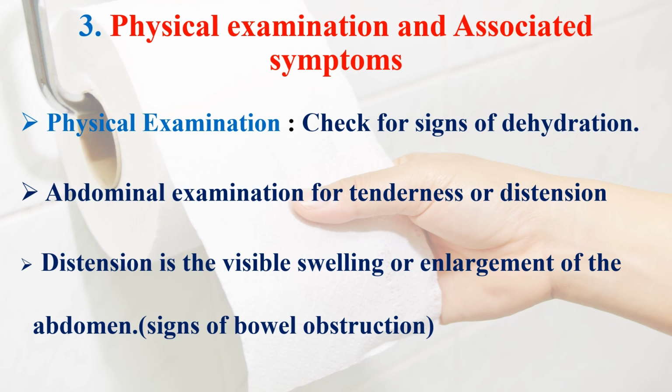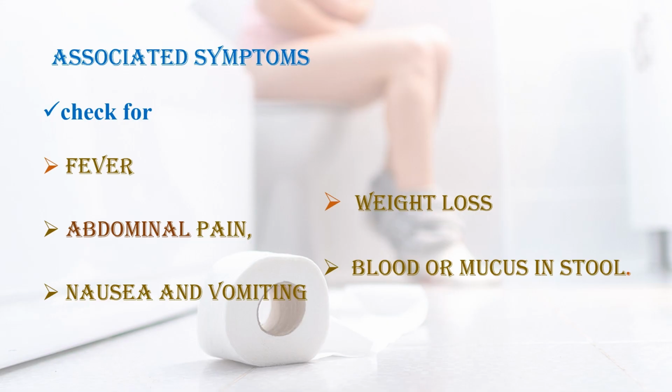Physical examination, check for signs of dehydration. Abdominal examination for tenderness or distension. Distension is a visible swelling or enlargement of the abdomen. It is a sign of bowel obstruction. Associated symptoms, check for fever, abdominal pain, nausea and vomiting, weight loss, blood or mucus in stool.